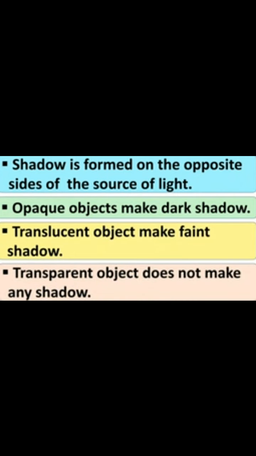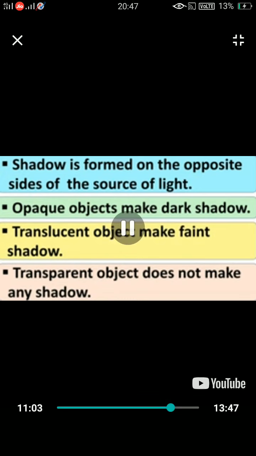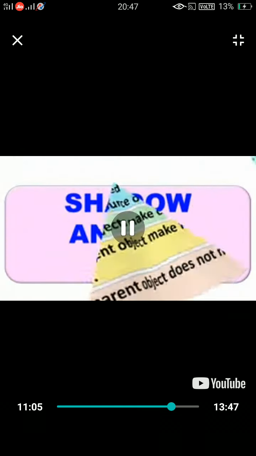Some more points are there. Opaque objects make a dark shadow. Translucent objects make a faint shadow because only some light can pass. And a transparent object does not make any shadow. Why? The reason I have explained earlier.